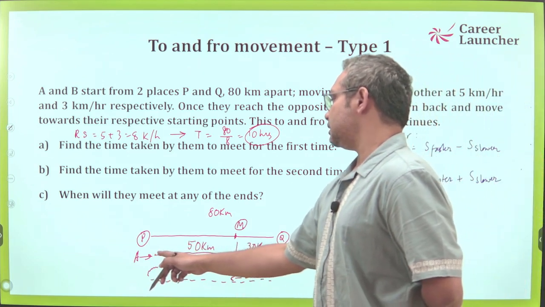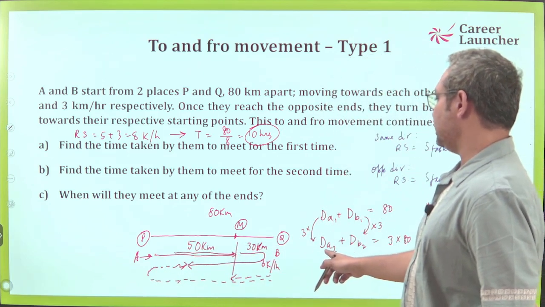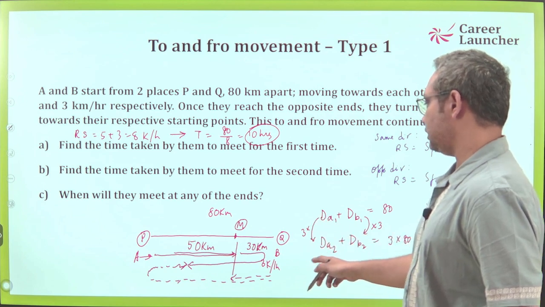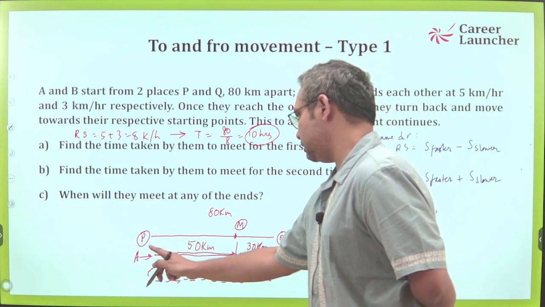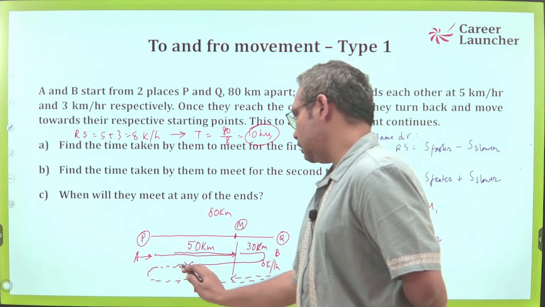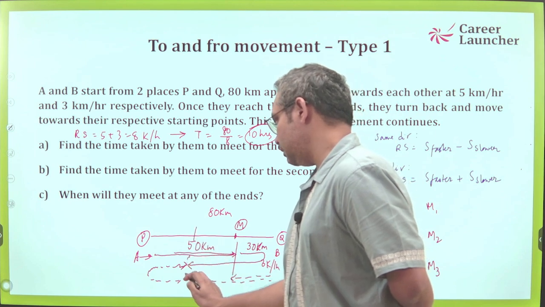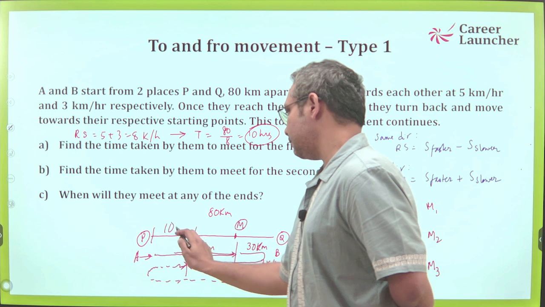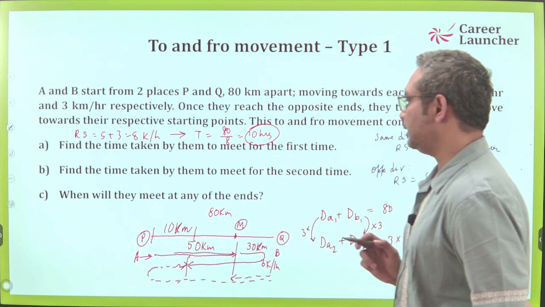So, for the second meeting, A has now covered thrice the distance, so that would be 150. So, that means A covered the full 80 and then 70 more. So, that means the second meeting happened 10 kilometers from this end.